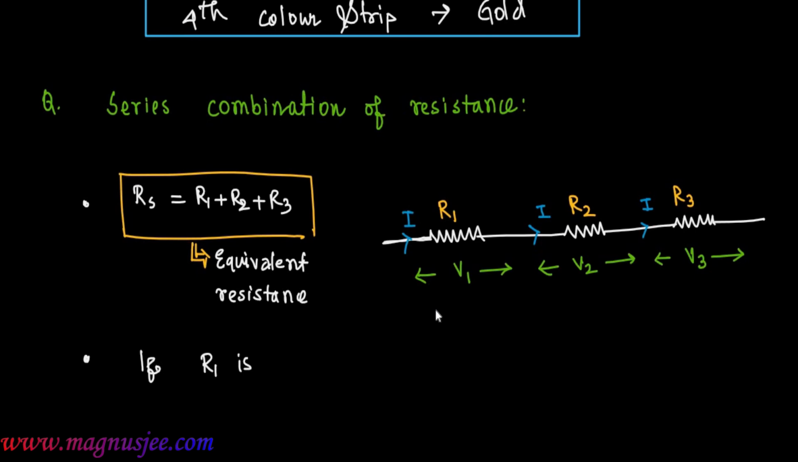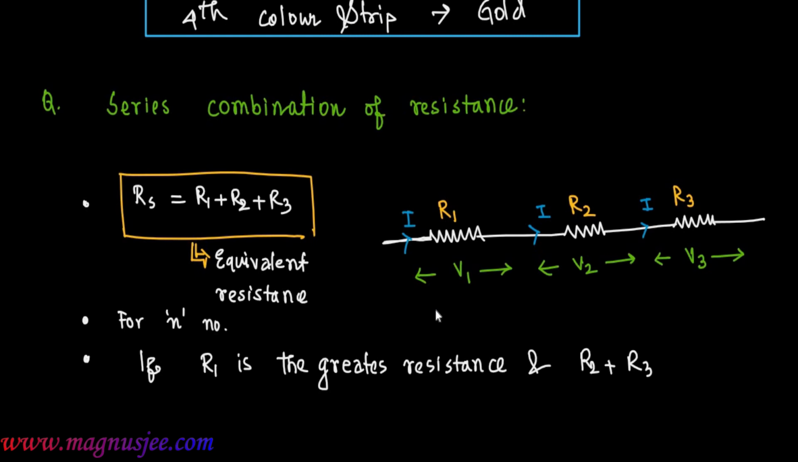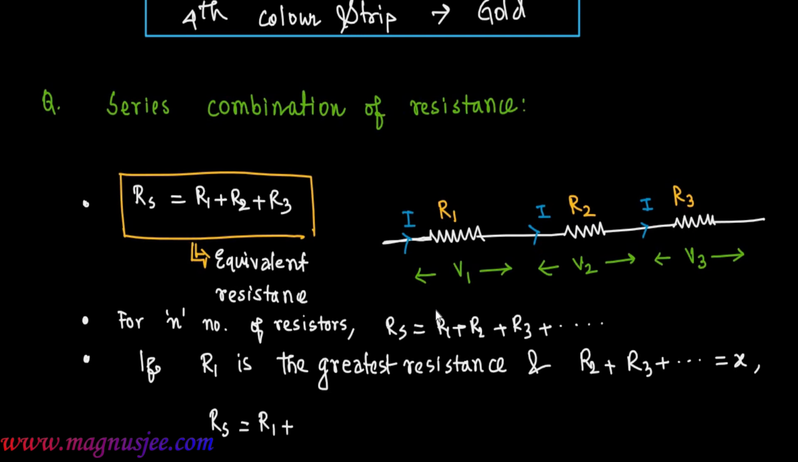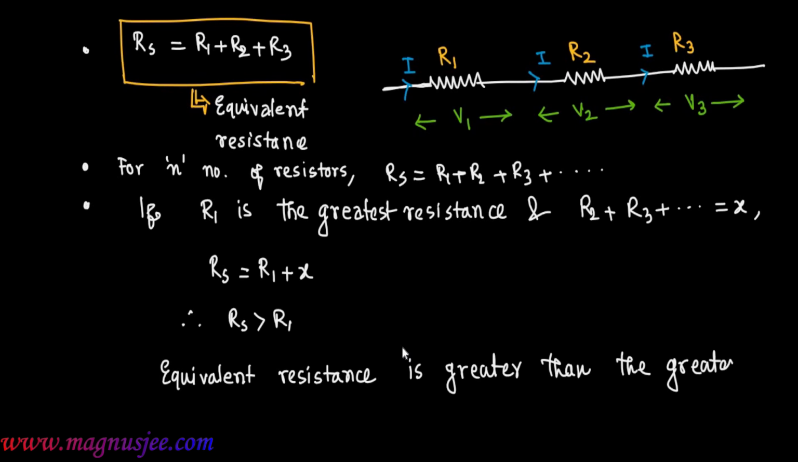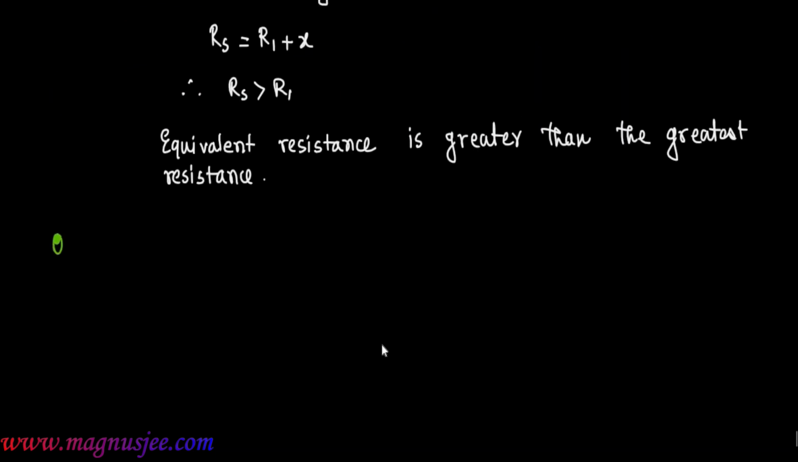If R1 is the greatest resistance of the series combination, and R2 plus R3 is equal to X. Now for a series combination of n number of resistors, equivalent resistance Rs is equal to R1 plus R2 plus R3 and so on. If R1 is the greatest resistance and R2 plus R3 and so on is equal to X, then Rs is equal to R1 plus X. Therefore, Rs is greater than R1. Now, the equivalent resistance Rs is greater than the greatest resistance R1. That means equivalent resistance in the series combination is greater than the greatest resistance.